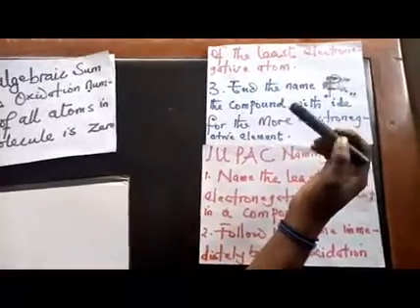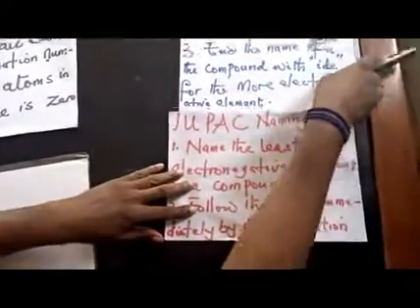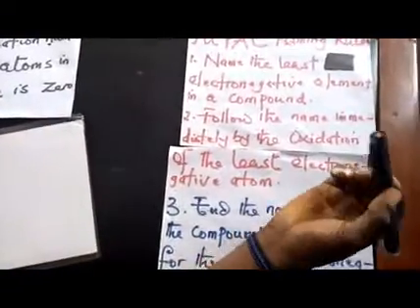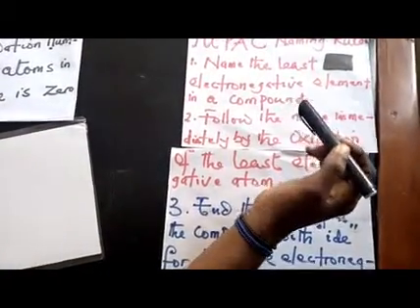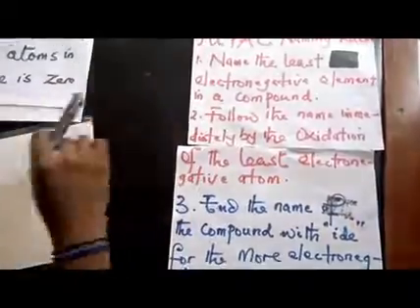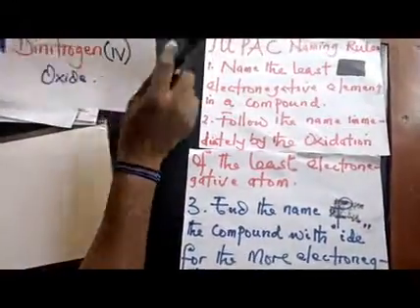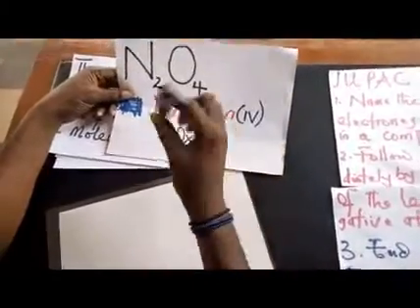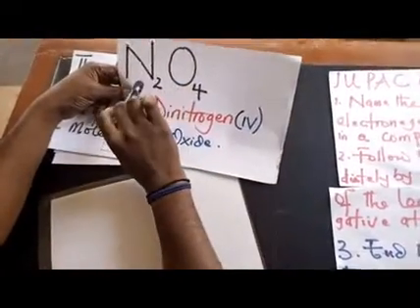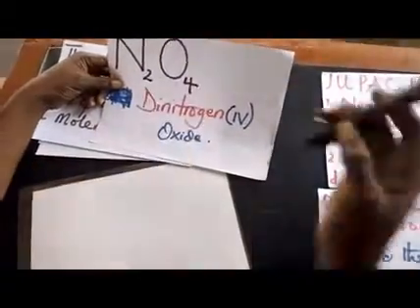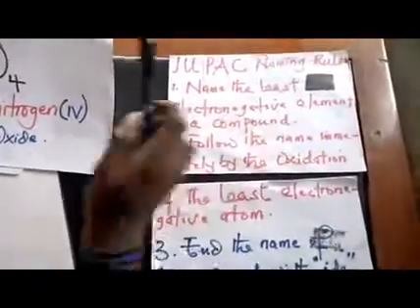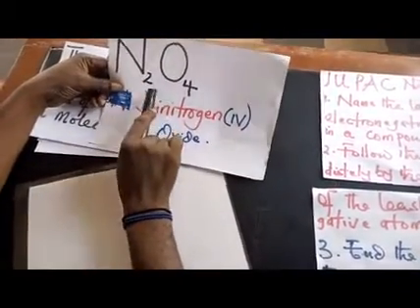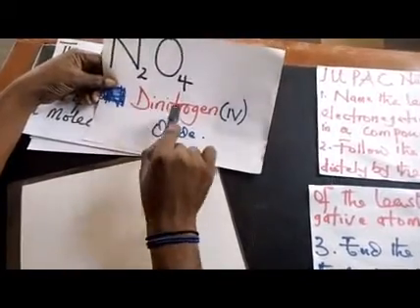According to the IUPAC nomenclature rules, having been able to explain what electronegativity is and how it varies in the periodic table, so let's apply that. It means in the compound N2O4, from what we saw, nitrogen is the least electronegative. So we have to name nitrogen first. So in the compound N2O4, we have addressed these two atoms of nitrogen by saying dinitrogen.